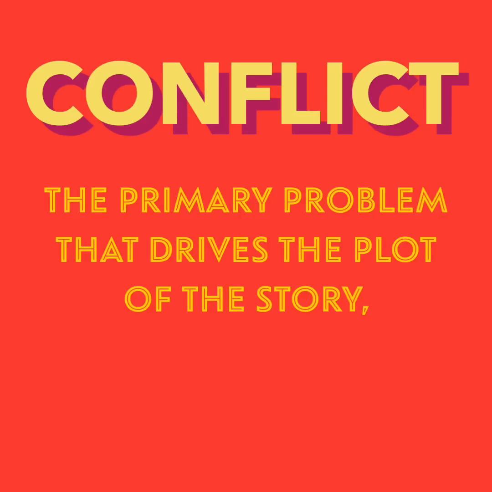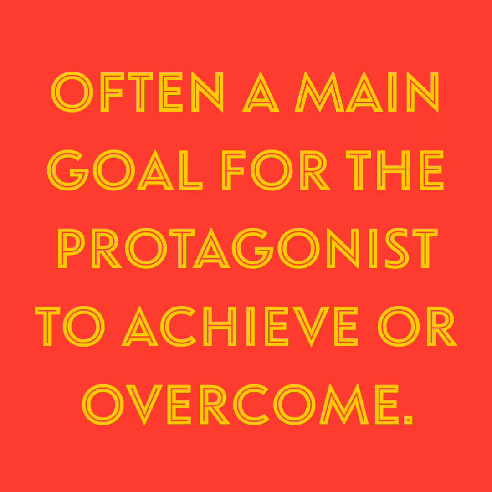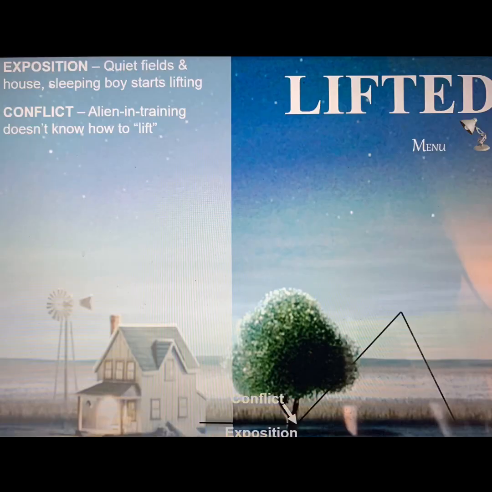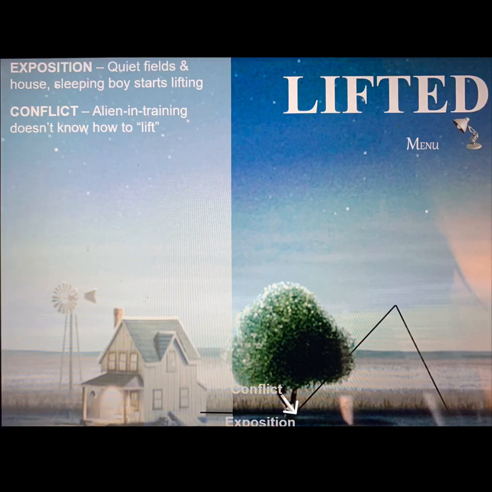Next is the conflict, the primary problem that drives the plot of the story, often a main goal for the protagonist to achieve or overcome. The conflict in the film was that the alien was training, but he didn't know how to lift the sleeping boy. You'll notice on the diagram that the conflict is next to the exposition. Both are at the start of the diagram and both consist of details from the film that came from the beginning.